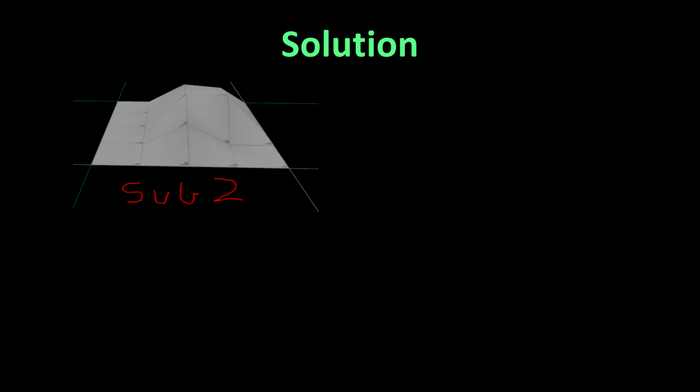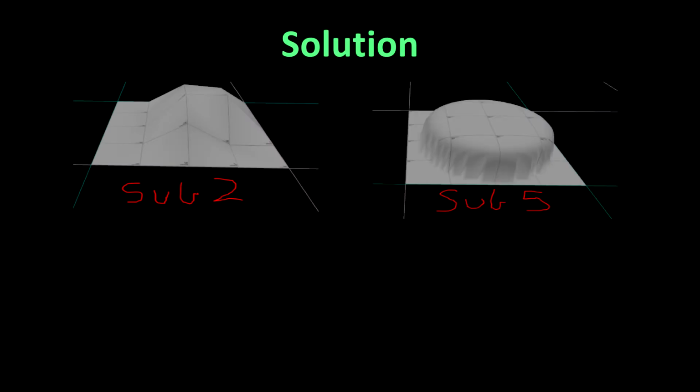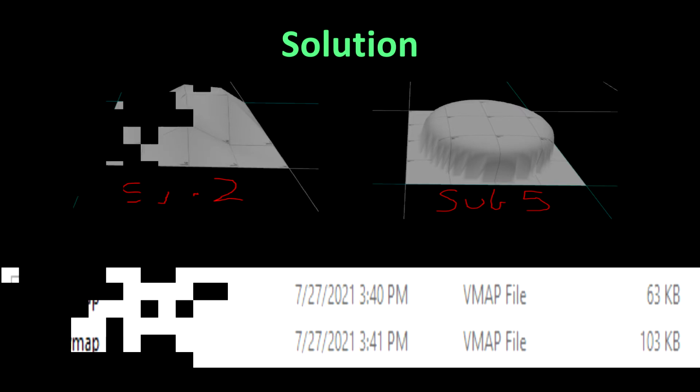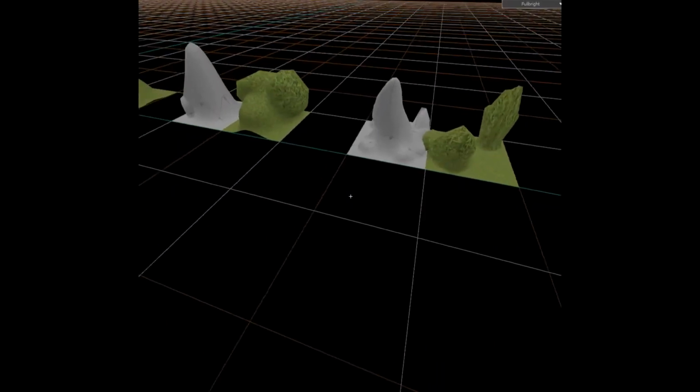There is a problem when using displacements. Bigger subdivisions do equal bigger file sizes. I tested this, and when using subdivision 2 or subdivision 5 at the same strength on the same size, you clearly get bigger results. But I do have a solution for this.